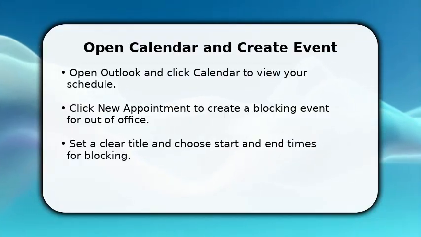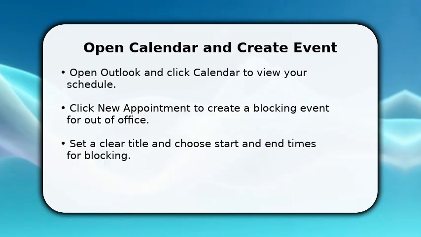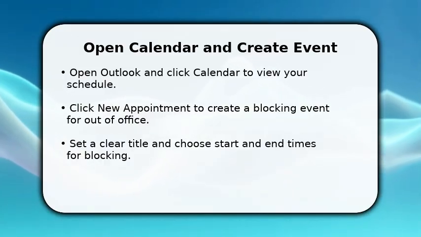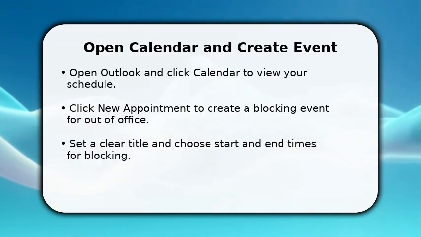Open Outlook and click Calendar to view your schedule and available time. Click New Appointment to create a blocking event quickly and without delay. Give the event a clear title like Out of Office or Focus Time. Choose precise start and end times and include the date or dates you need blocked.